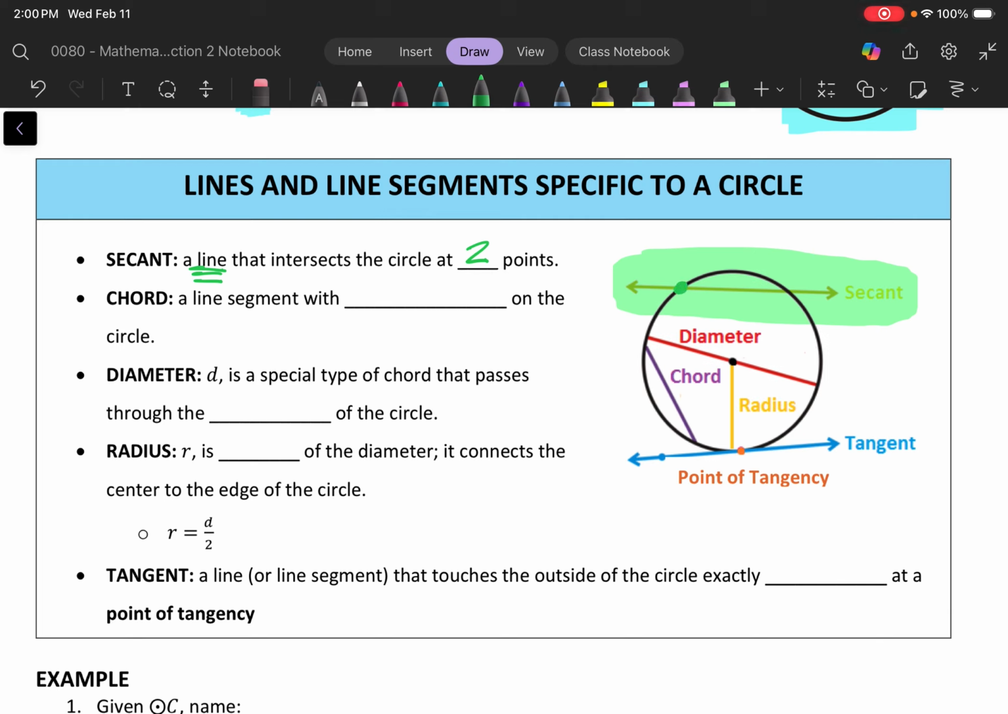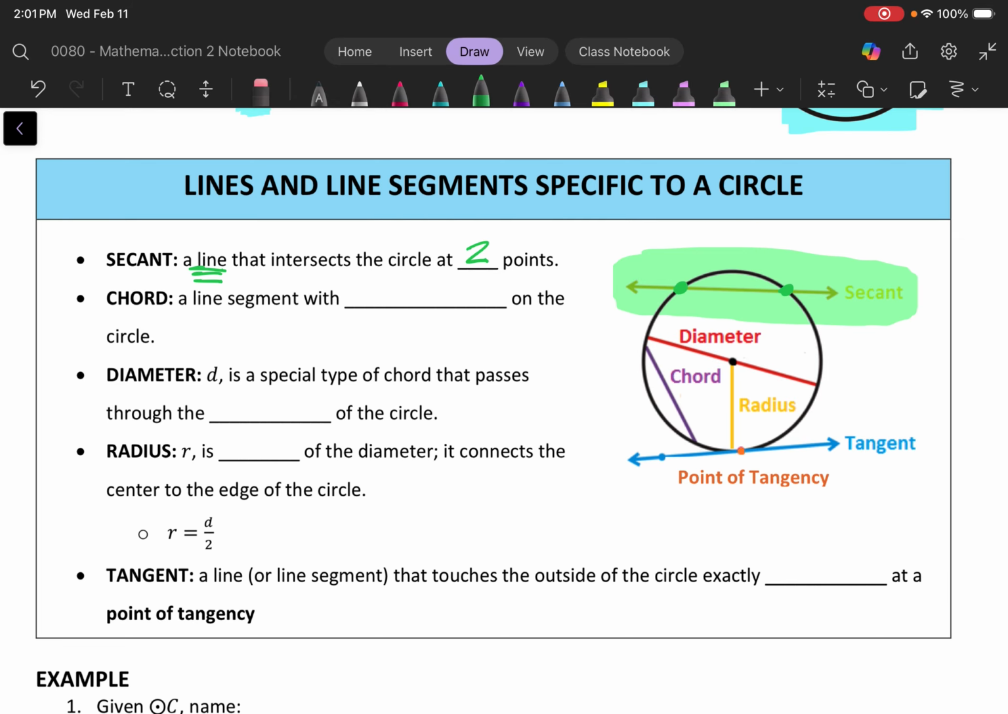So I can see in this secant, I'm touching or intersecting the circle once, intersecting the circle twice. Okay? I'm not actually able to draw a line that intersects more than 2 times, because then it would have to be like a squiggle, right? And that's not technically a line. So a secant is just a line that intersects the circle at exactly 2 points.